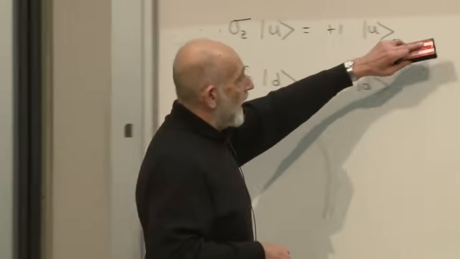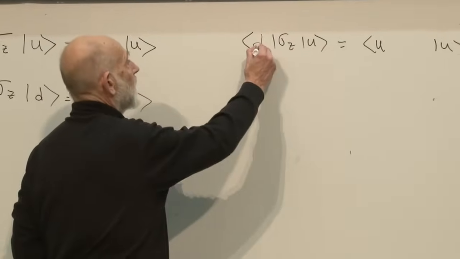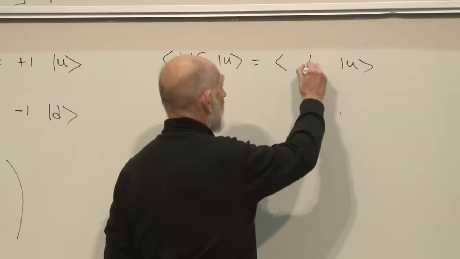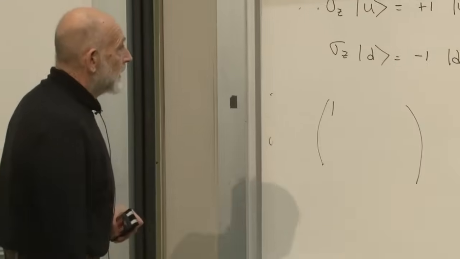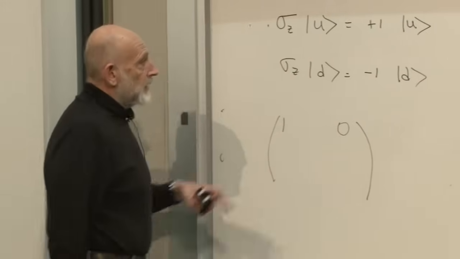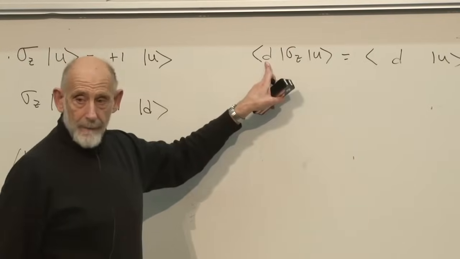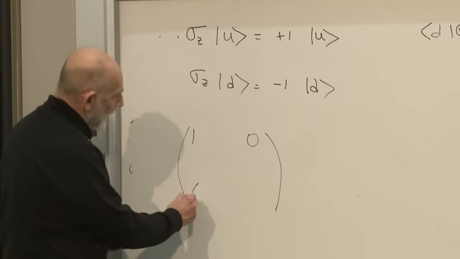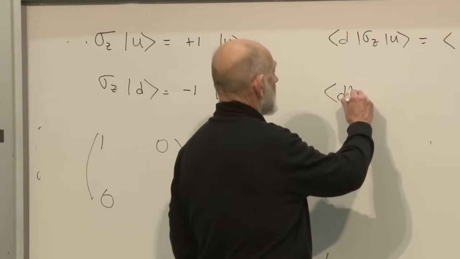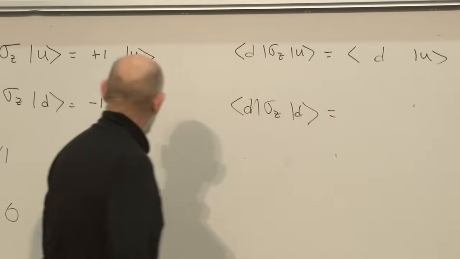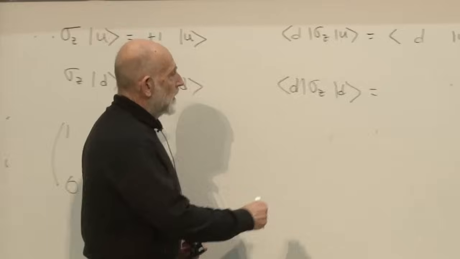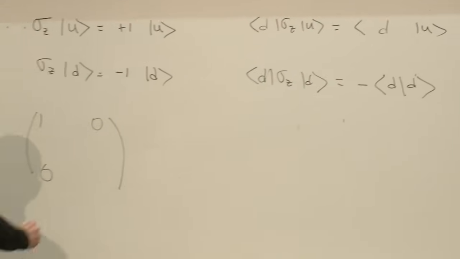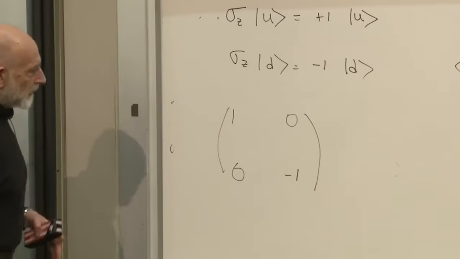Now, what about the off-diagonal element? That's going to be equal to the inner product of down with up. What's that? Right, 0. I would get exactly the same thing if I put down over here and up over here. Then I would use this equation, let sigma z act on down, and then take its overlap with up, and I would get 0 again. And the last one is down sigma z down. What is that? Well, sigma z times down is minus down. So this is just equal to minus down down. And what's that? Minus 1. So this is the matrix that's associated with sigma z.